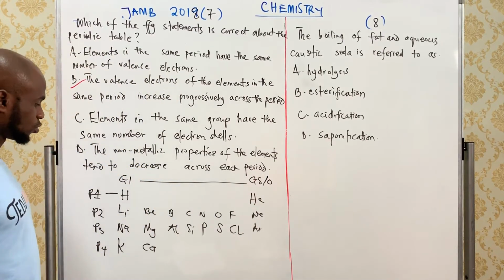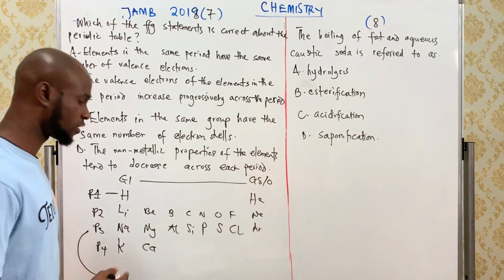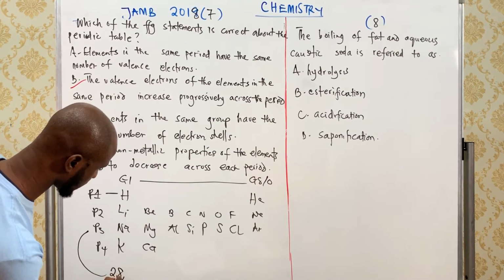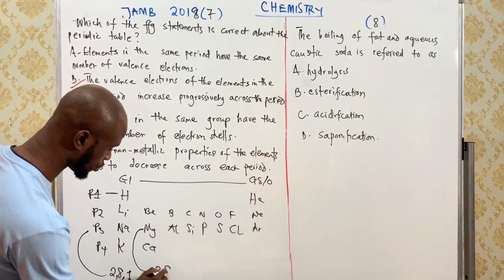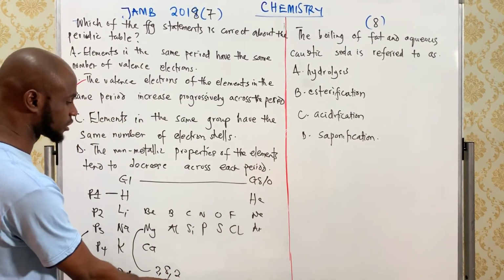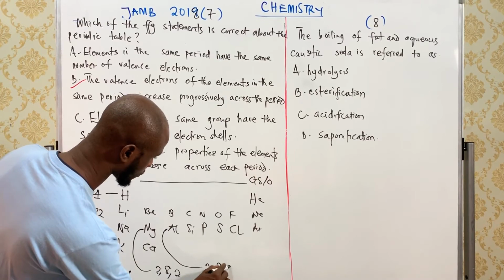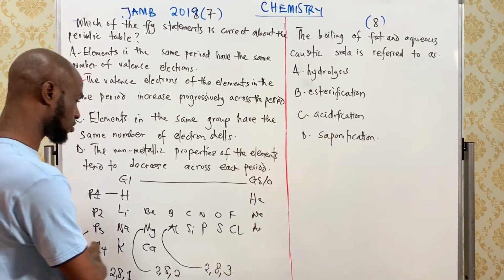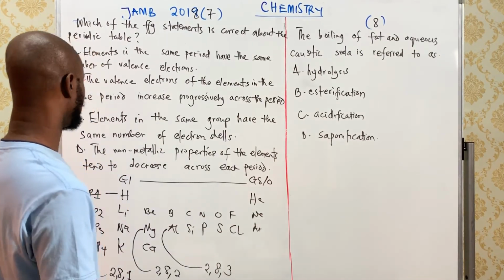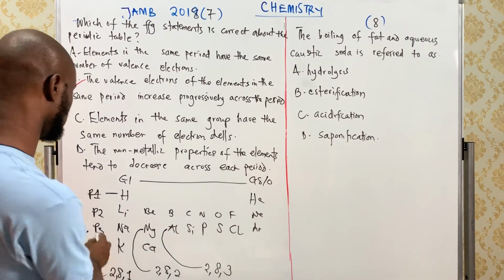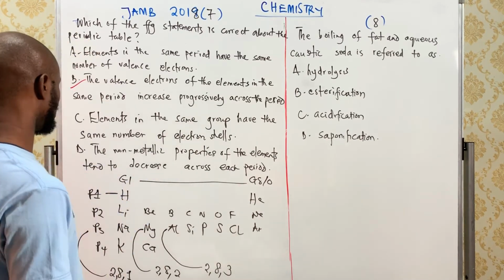Let's take a look at period 3. Period 3 contains sodium. The electronic configuration of sodium is 2, 8, 1. It has one valence electron in the outermost shell. Let's look at that of magnesium, 2, 8, 2. It has 2 valence electrons. Aluminium is 2, 8, 3, and so on like that. You can see that across the period, the valence electrons increase from 1, 2, and 3 to 8. So the answer is the valence electrons of the elements in the same period increase progressively across the period.